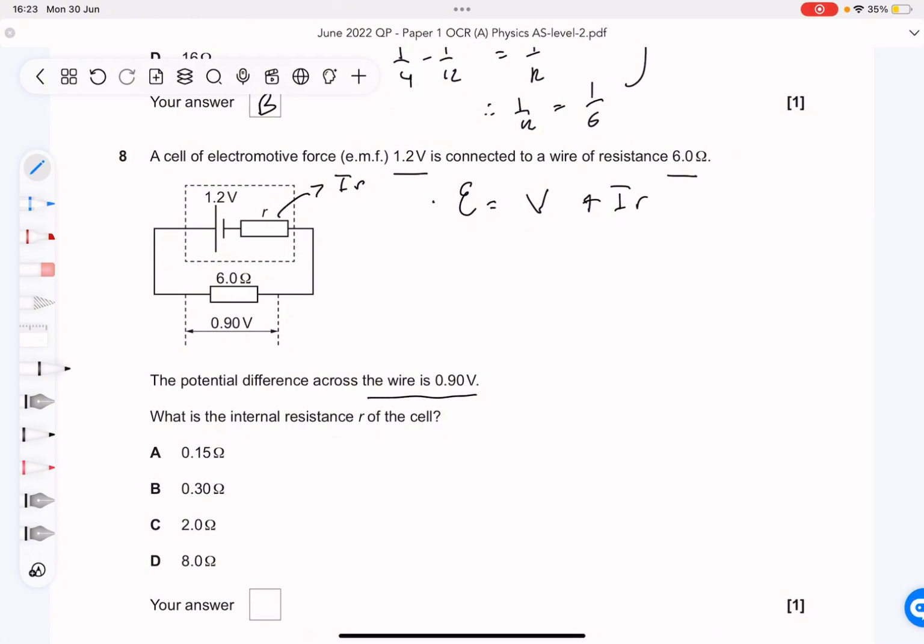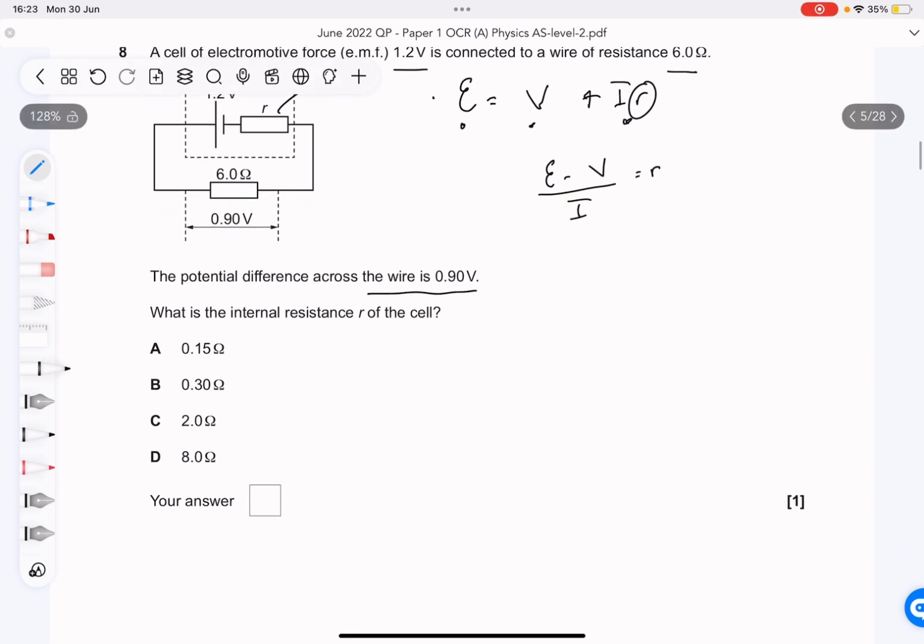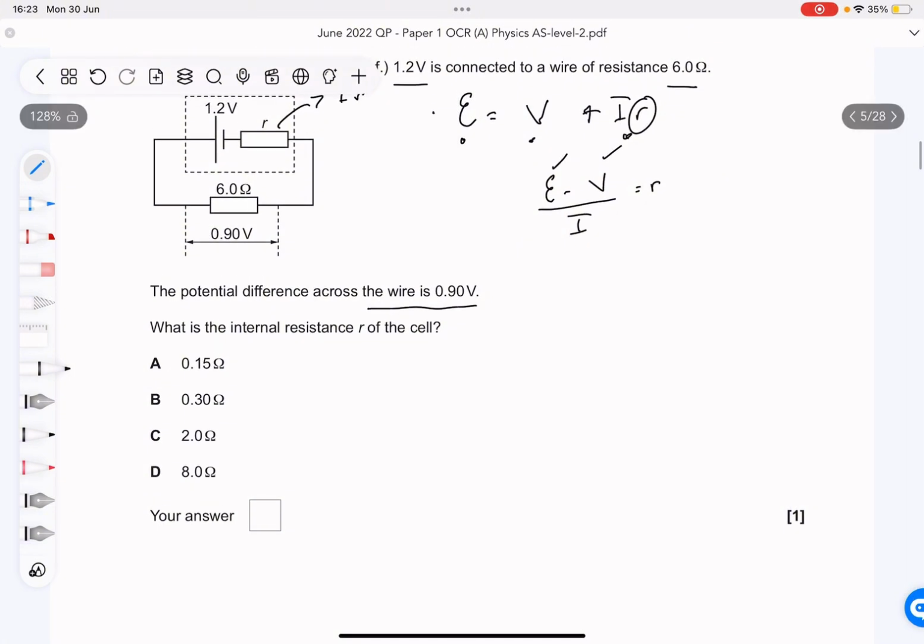So the EMF, remember we talked about Kirchhoff's second law before, and this is an application of that. The EMF is the voltage across all the components plus the voltage across the internal resistance. So if we want to find r, let's rearrange for it. EMF minus the terminal voltage, over the current, equals r. Now we're given this and we're given this, but we're not given the current. However, we can figure that out.